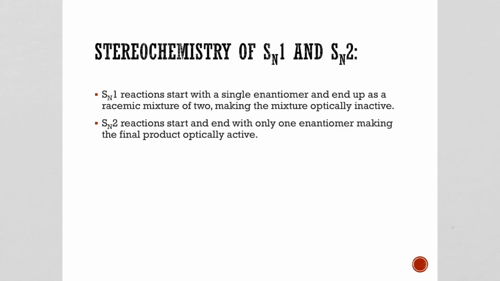So if we go back to our SN1 and SN2 reactions, we were told that SN1 reactions start with a single enantiomer and they end up with a racemic mixture of 2 enantiomers. So that makes the mixture optically inactive. However, SN2 reactions start and end with only one enantiomer, so the final product is optically active.